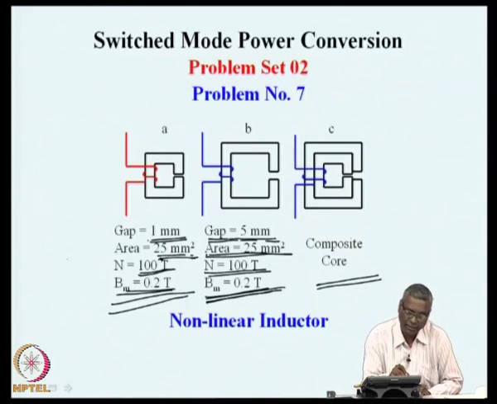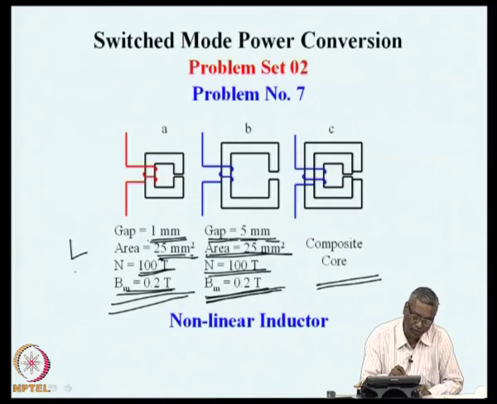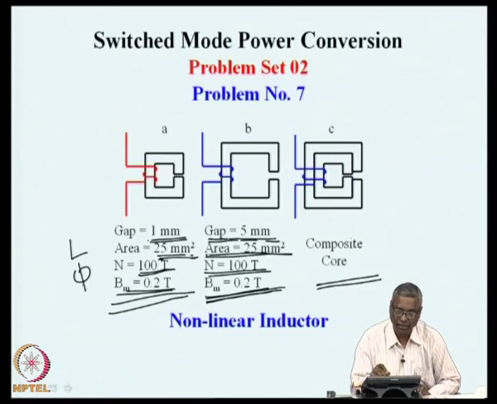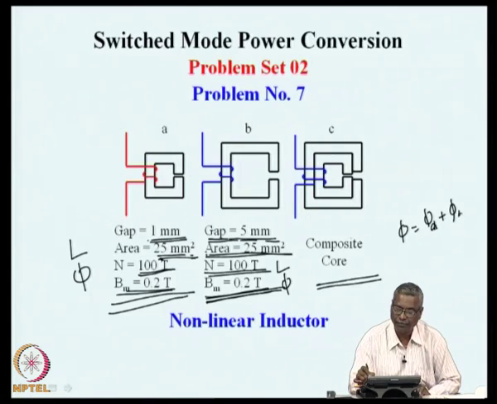What is the inductance of winding A? What is the flux of winding A? Similarly, inductance of winding B, flux of winding B, and this C being a superposition of that, it will give rise to phi, which will be phi A plus phi B.